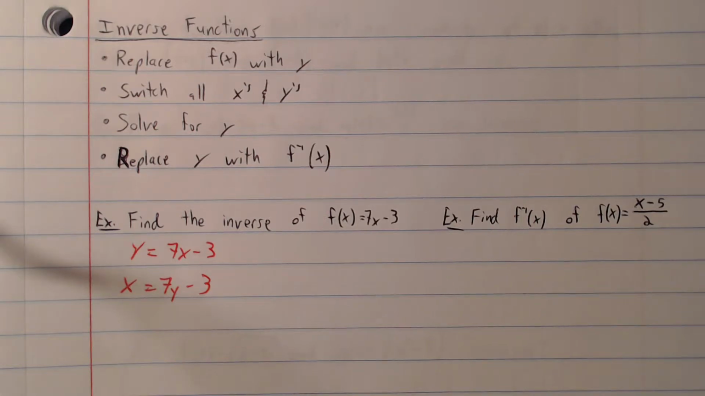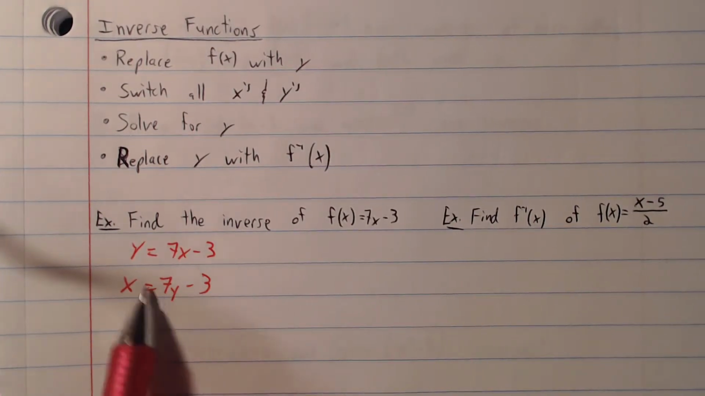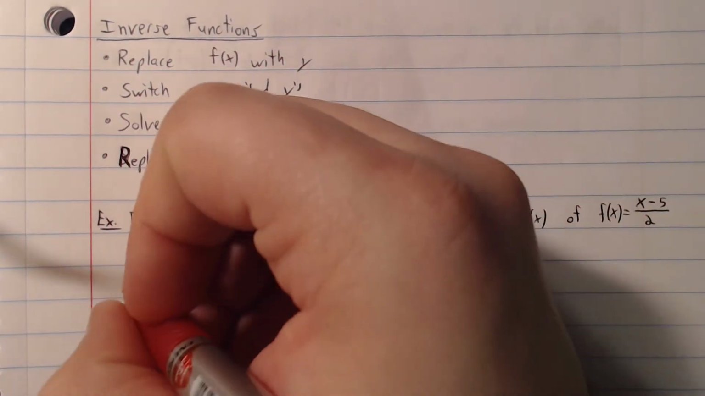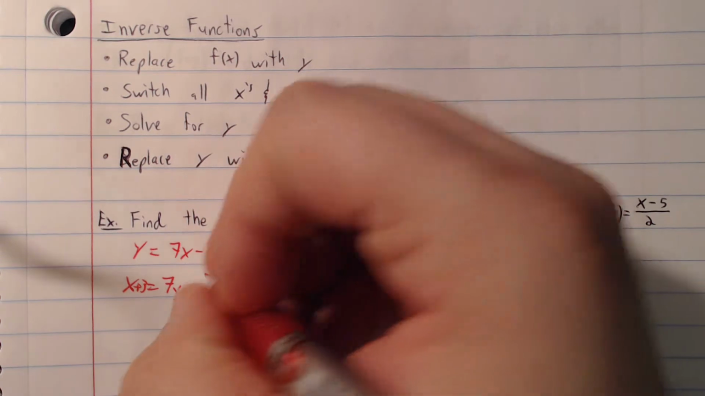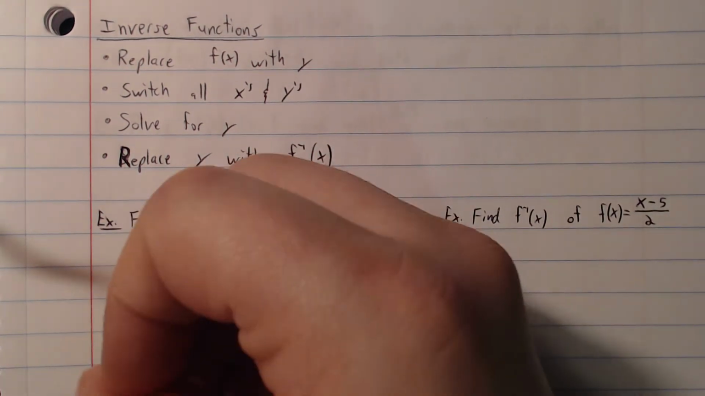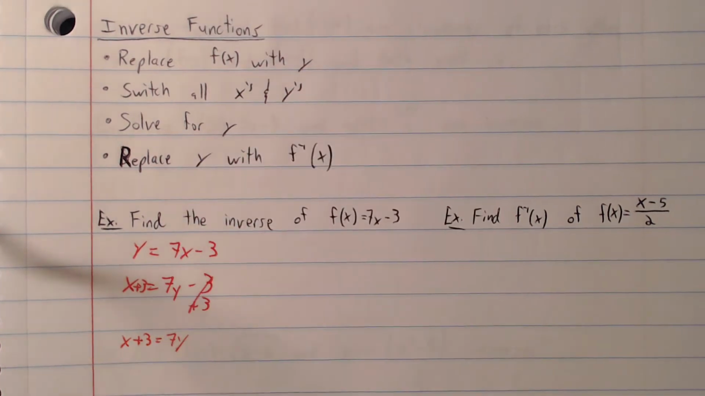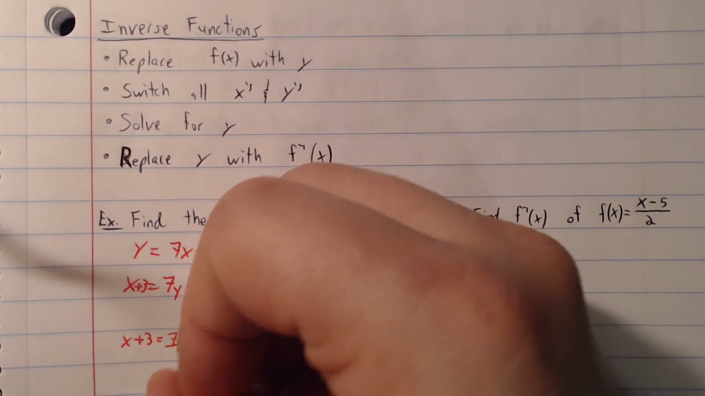Step 3, we're going to solve for y. This takes a little bit of effort. I need to get rid of the stuff surrounding y. First to go is the 3. We're going to add 3 to both sides. So we have x plus 3 equals 7y. In order to get rid of that 7, we need to divide.